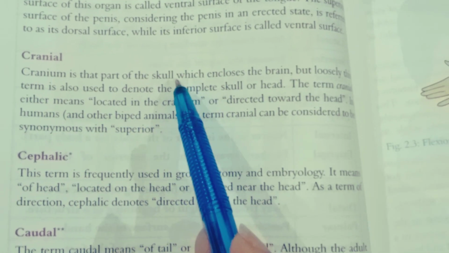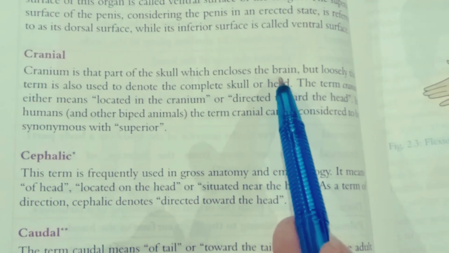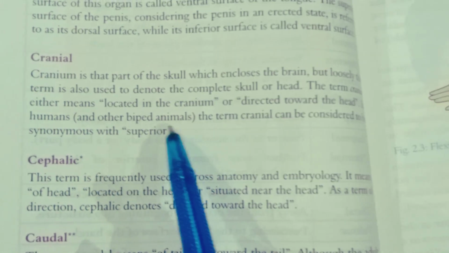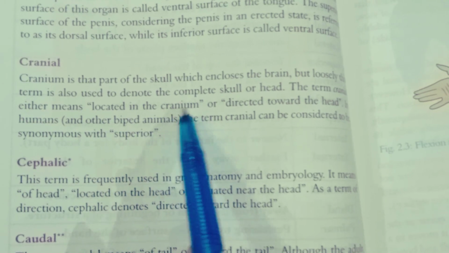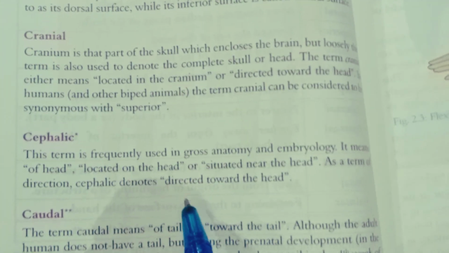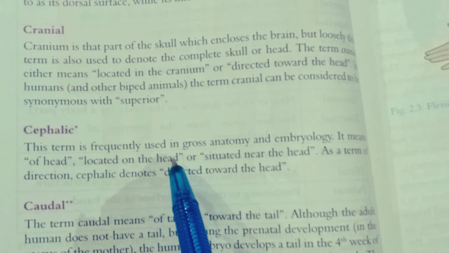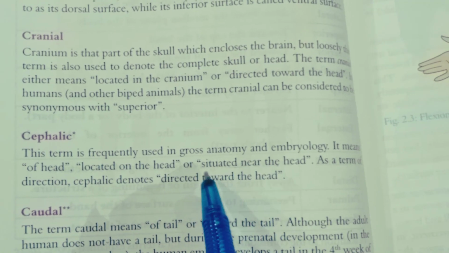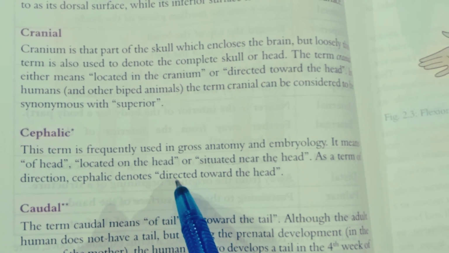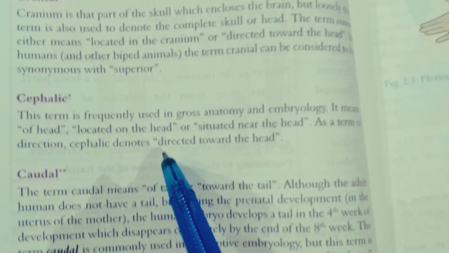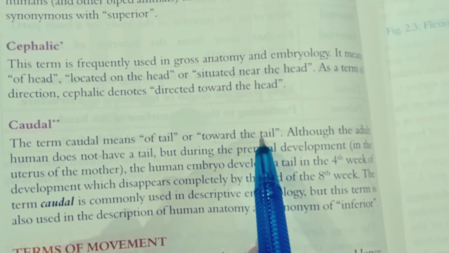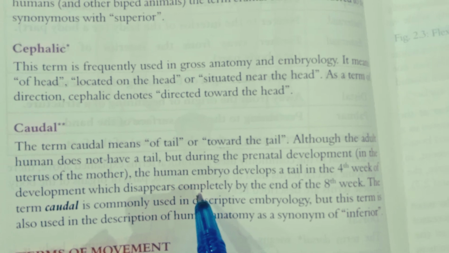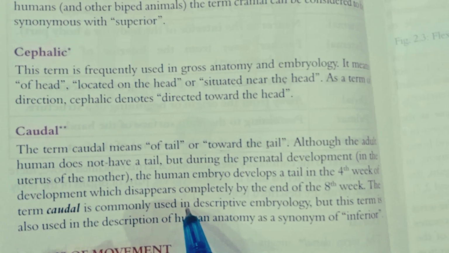Cranium, we know that represents skull, which encloses brain, but this term is used for body parts that are located in the cranium or directed toward the head. Cephalic also means located on the head or situated near the head, meaning any part of the body that is toward the head, close to the head. Caudal means tail or toward the tail, any body part that is away from the head and toward the tail.